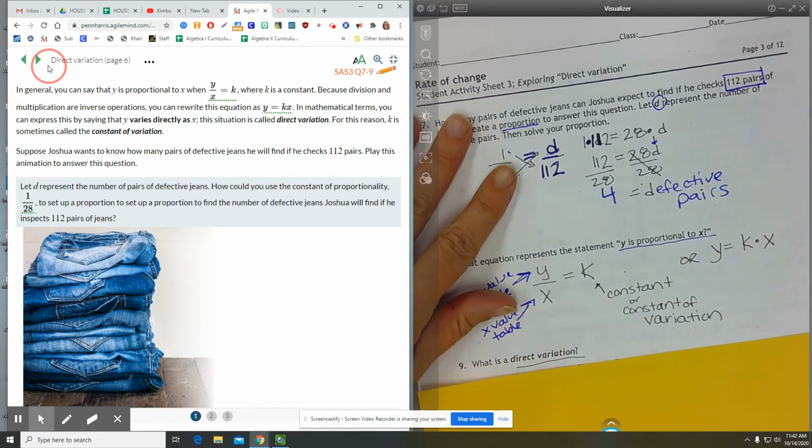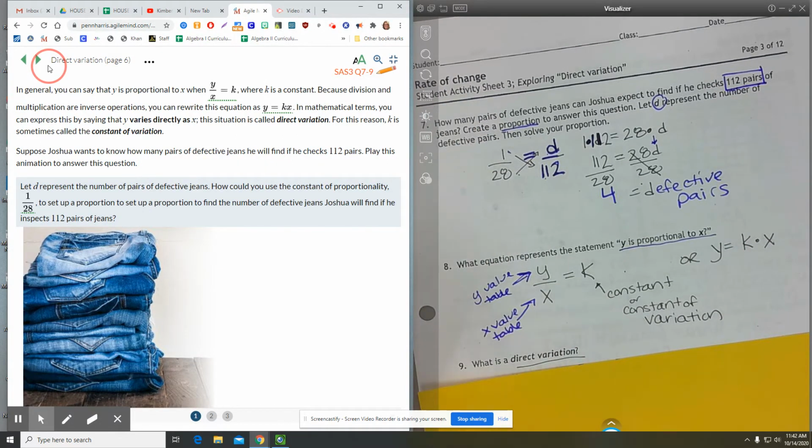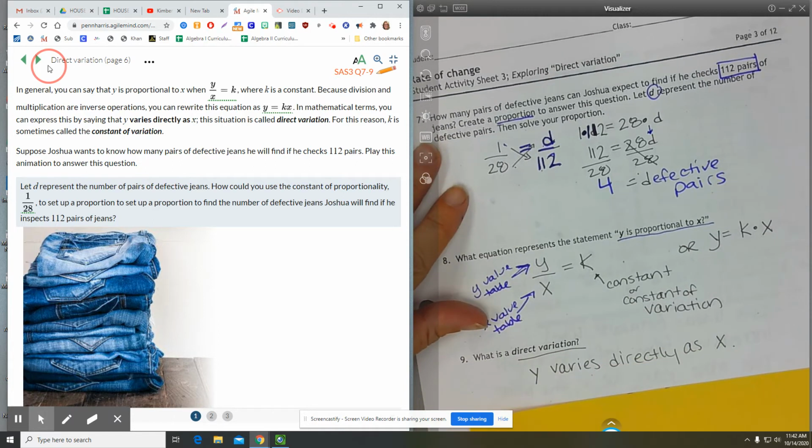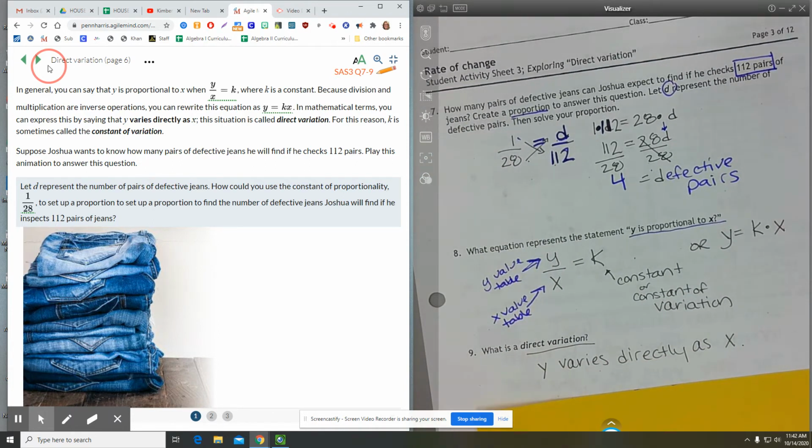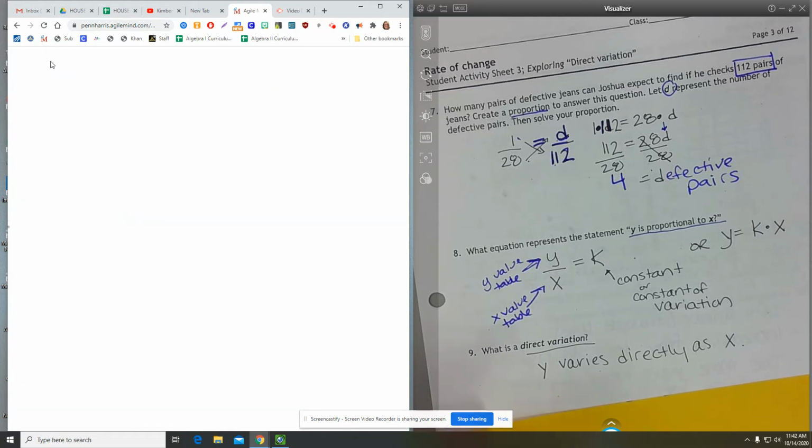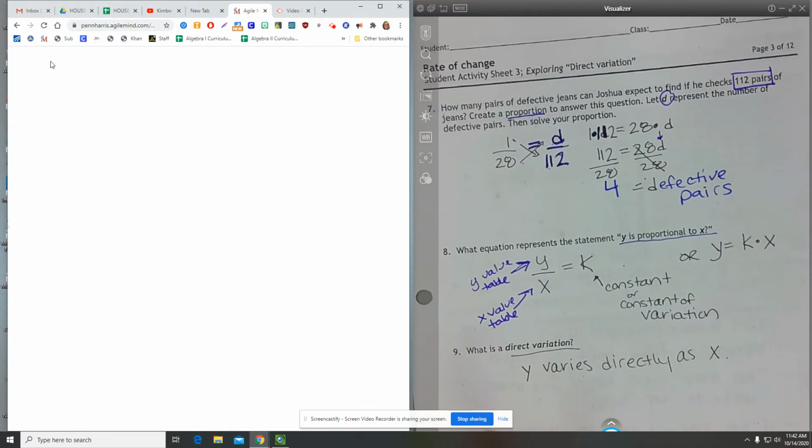All right, so what in the world is direct variation? Okay, direct variation is when y varies directly as x. The change in y is a direct relationship to the change in x. Okay? Turn the page.